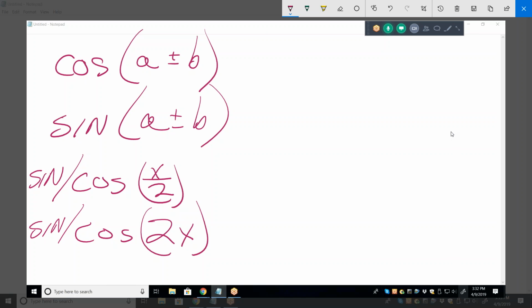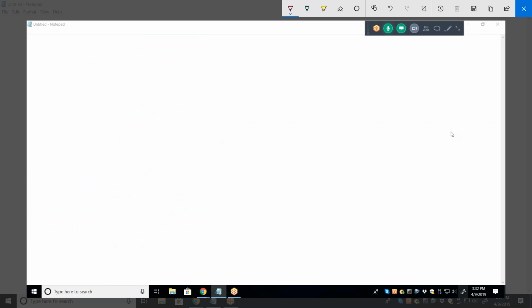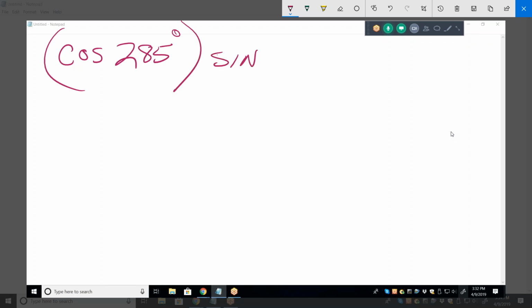So specifically, what problems do you have? The first problem is the cosine of 285 degrees times the sine of 15 degrees, and it's asking to evaluate. Without your calculator, correct? Without the calculator.